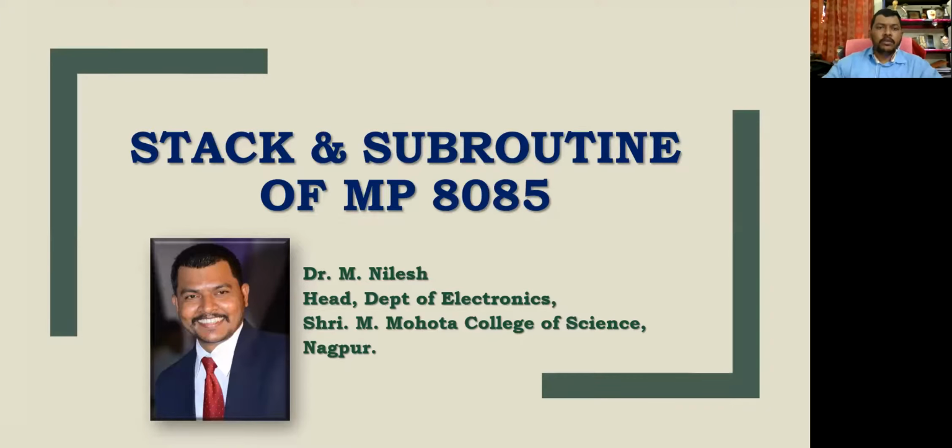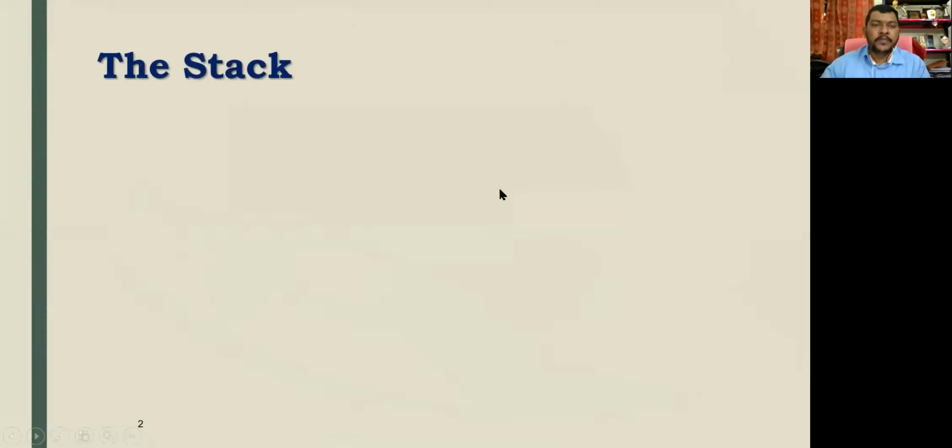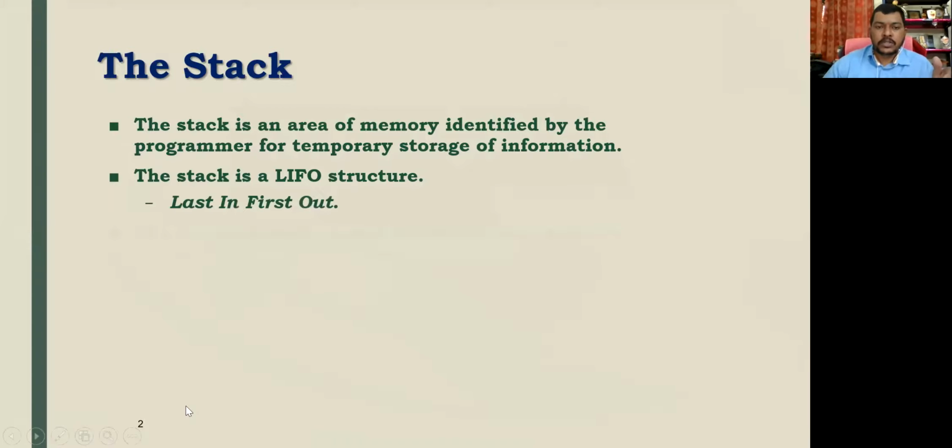So we were learning about stack and subroutine of microprocessor 8085. Firstly, we have studied about the stack. The stack is a memory location identified by the stack pointer or by the programmer, where the contents of register pairs are saved for temporary purposes, right? Those registers can be used for different purposes, and again they can be retrieved. They work on a last in first out structure.